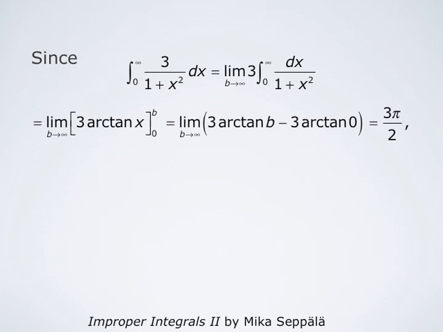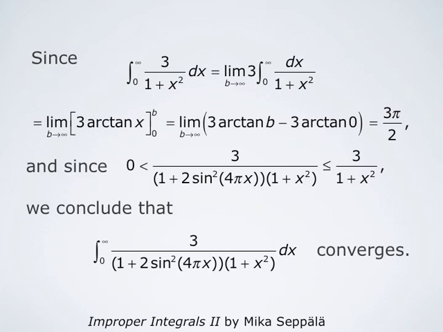Arctangent of 0 is 0. The limit of arctangent of b as b goes to infinity is pi over 2. And we had the coefficient 3, so we get the result 3 pi over 2. And then, since we had this double inequality, 0 less than 3 divided by the product of 1 plus 2 times sine squared of 4 pi x and 1 plus x squared, which is less than or equal to 3 divided by 1 plus x squared, we conclude that this integral from 0 to infinity must be finite, so this improper integral converges.